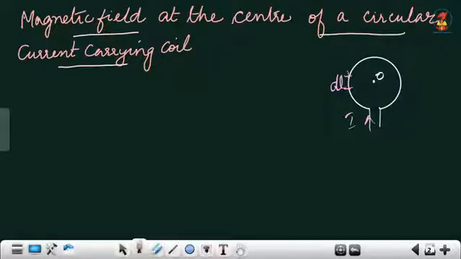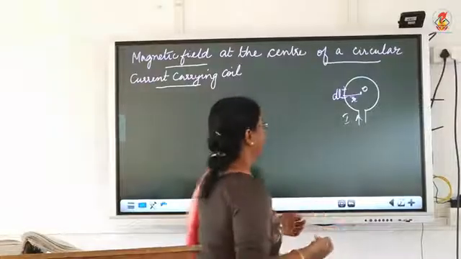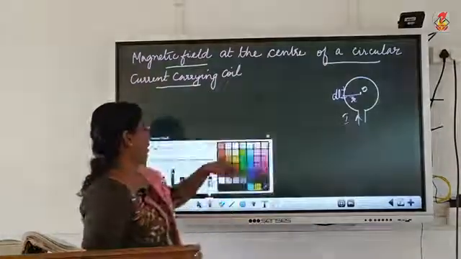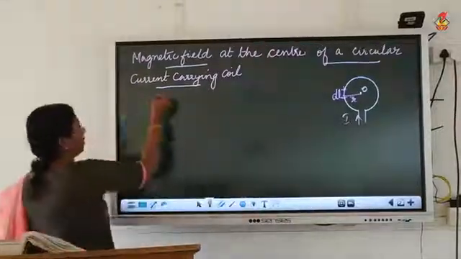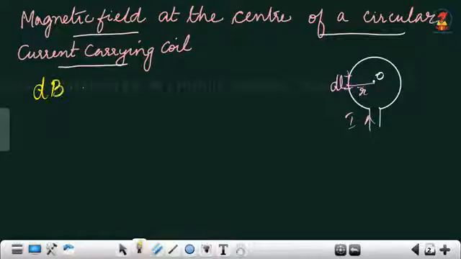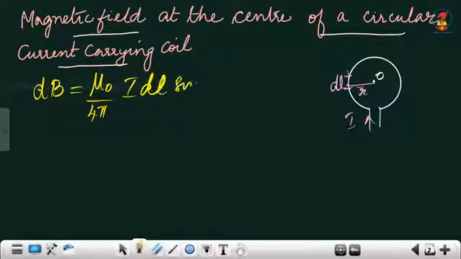Now from here I am going to draw my displacement vector r, which, since O is the center, is the radius of the circular coil, and we are going to apply Biot Savart's law. Now what is Biot Savart's law? According to Biot Savart's law, the magnetic field at a point due to a current carrying element is mu 0 by 4 pi, I dl sin theta by r square.